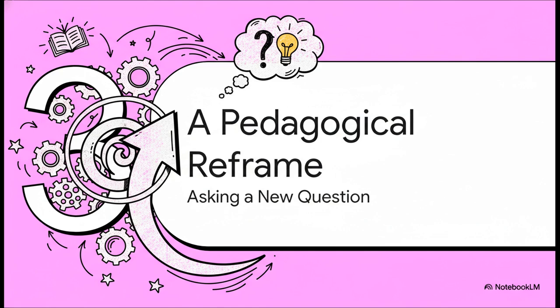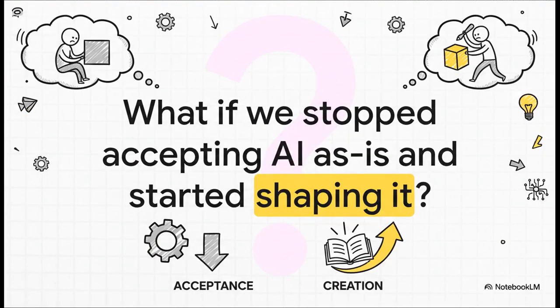This is the big pivot point. We're done diagnosing the problem. Now we get to talk about a powerful new way forward. It's time to completely reframe this conversation. This right here, this is the question that could change everything. What if we just stopped being passive consumers of these tools? What if we became active shapers? Instead of bending our teaching to fit the tech, what if we demanded tech that fits our teaching?